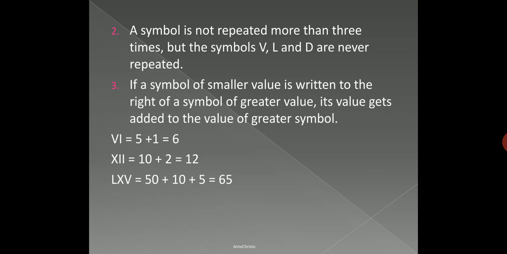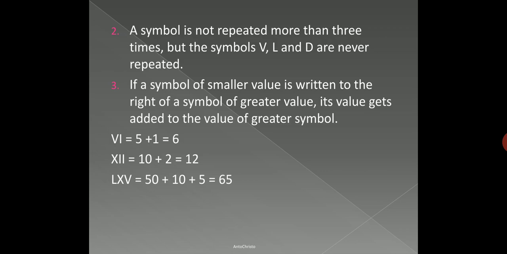That's it. So the second rule: a symbol is not repeated more than 3 times, but the symbols V, L and D are never repeated. You can see the symbols are repeated only 3 times and not more than that. If it is I, it will be repeated only 3 times. No, we will not put 4 I's together. This is the same for all the alphabets which are used for creating Roman numerals. And you should notice V, L and D are never repeated.